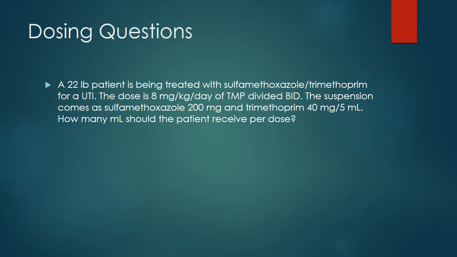If that had been a different number, I would have figured out how many milligrams of trimethoprim there are per mL. So I would do 40 divided by 5, which is 8, right? So I would have 8 milligrams per mL, and I would take my final dose, in this case 40 milligrams, divided by 8, and you get 5 mLs as well.